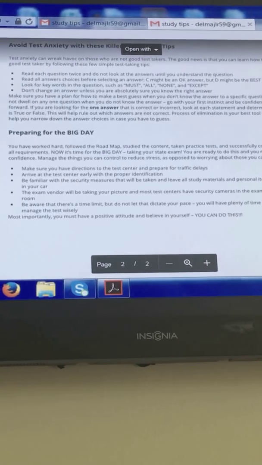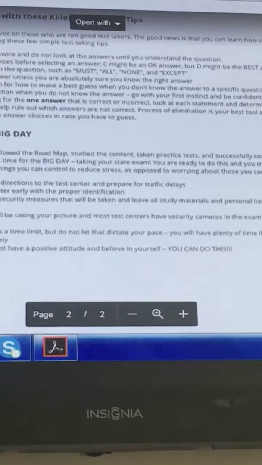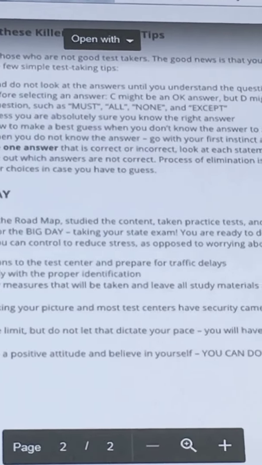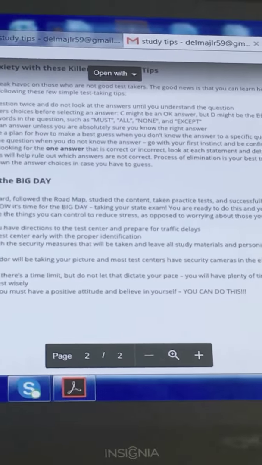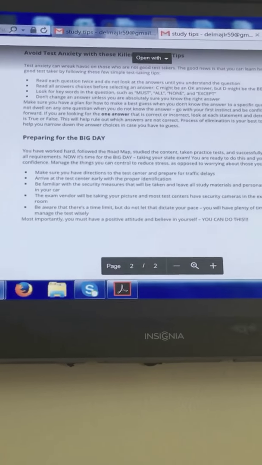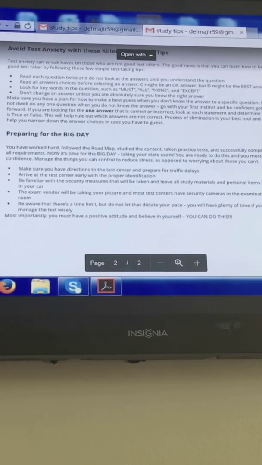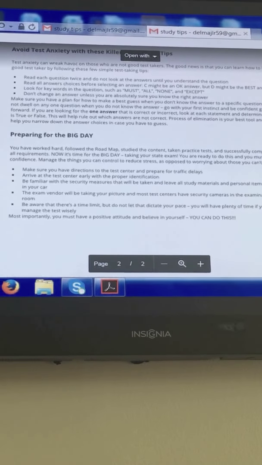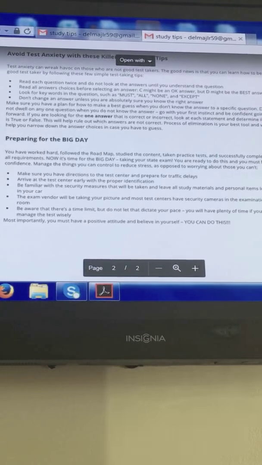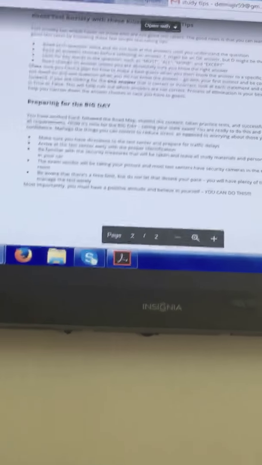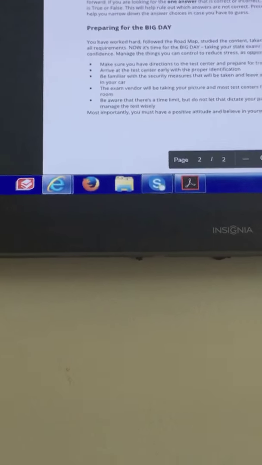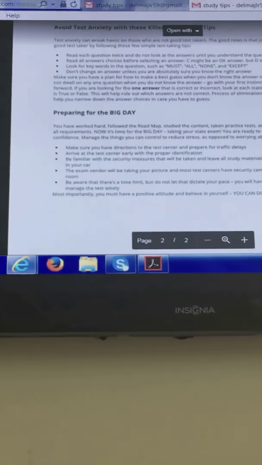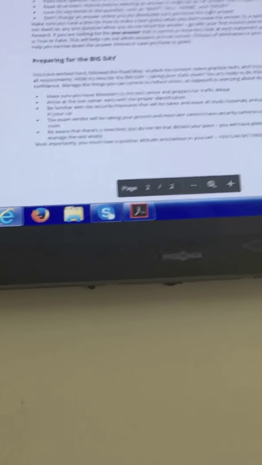So you look for keywords in the question such as must, all, none, except. Don't change an answer unless you are absolutely sure you know the right answer. But keep in mind, you're gonna get 50% of the questions right, because there's only gonna be 2 that are gonna be pretty similar. That means you got a 50% chance of getting it right. So again, it's not as much how you study as how you understand the studying and the test itself.